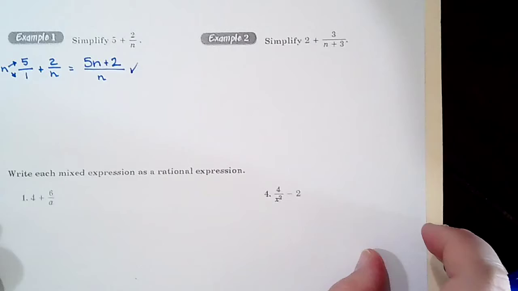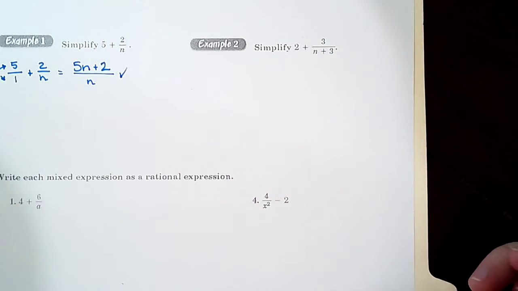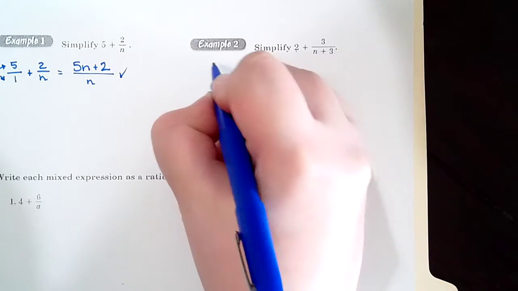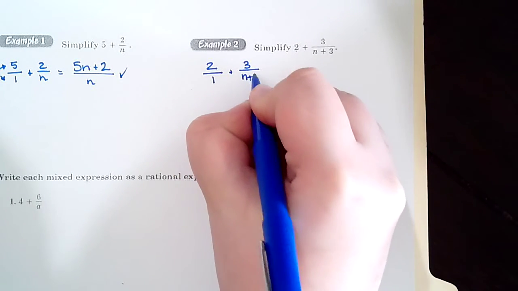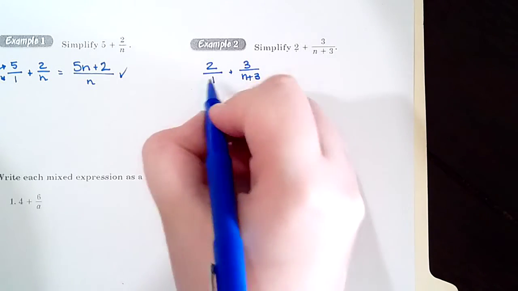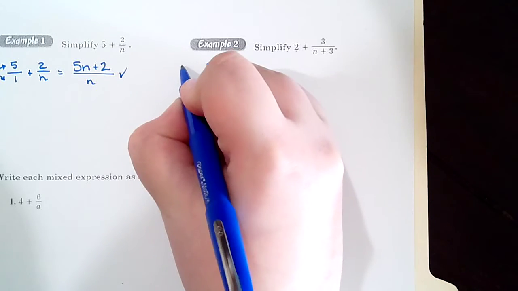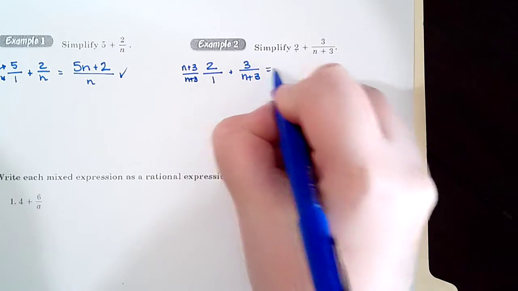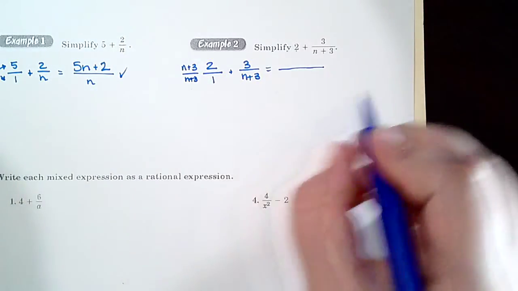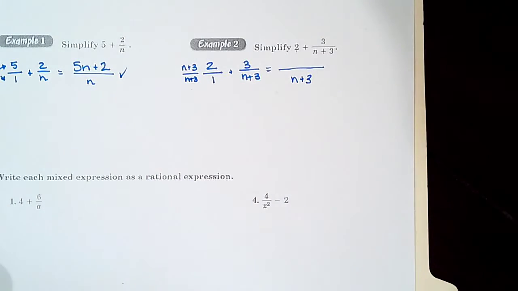Let's see that again with a little harder problem. In this case, we have 2 plus 3 divided by n plus 3. We need to rewrite 2 as a fraction, in this case 2 divided by 1, plus 3 over n plus 3. We don't have to change anything here because multiplying by 1 doesn't really do anything, but we do need to multiply this side by n plus 3 over n plus 3. Because, in this case, just as we saw in our last one, our common denominator is just whatever's on the bottom of this one times whatever's on the bottom of that one.